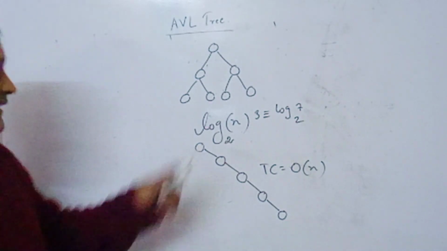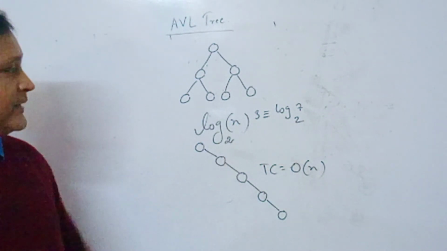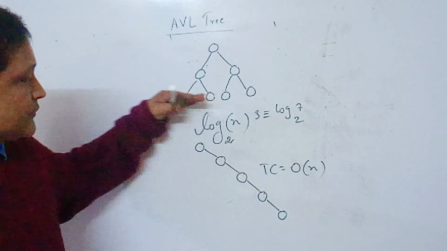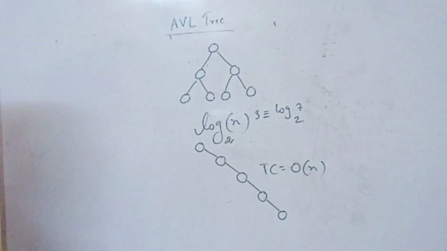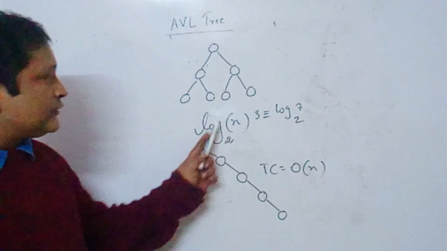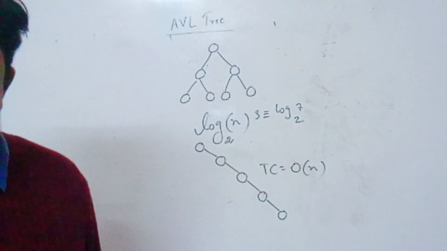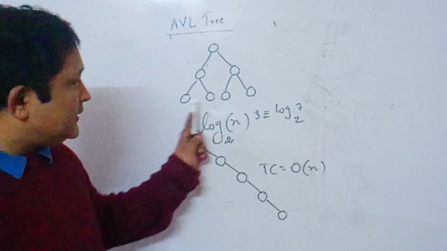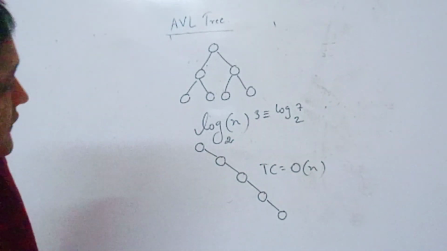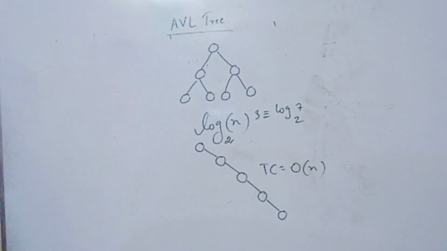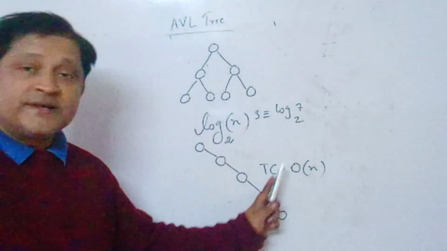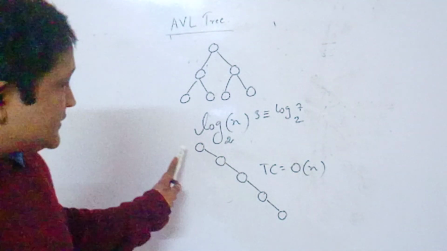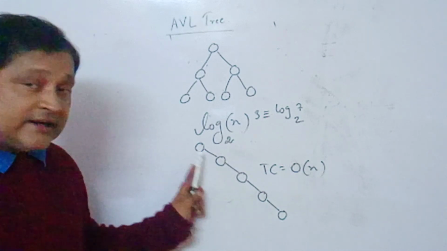But in the general case, log n base 2 is the time complexity to reach the last level. The height of the tree is log n base 2, where n is the total number of nodes. So to search a node in the last level, that is log n base 2. And in the worst case, the time complexity is n, because the values are either in ascending order or in descending order. Suppose this is in ascending order of values, like a linear data structure.